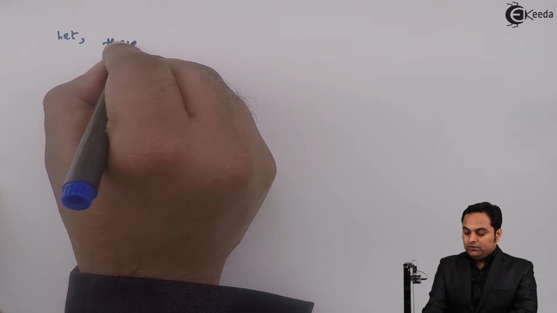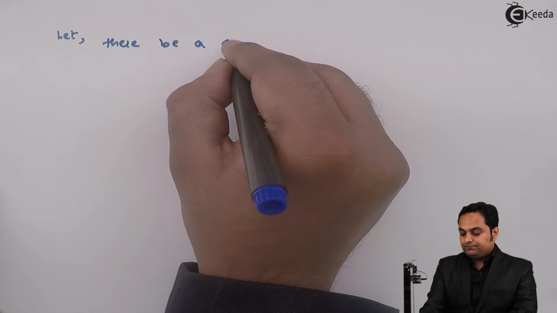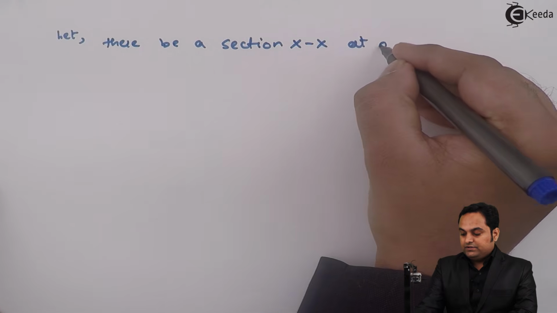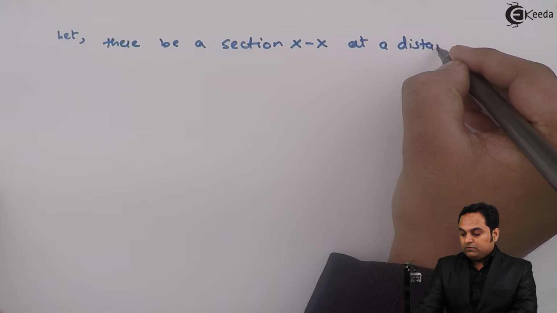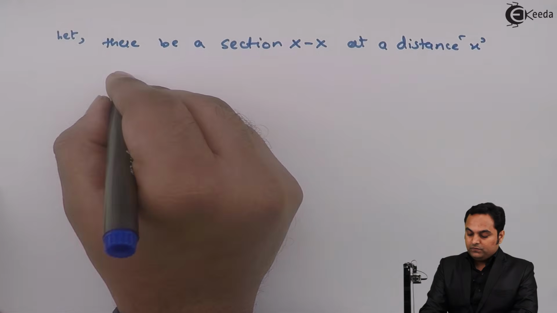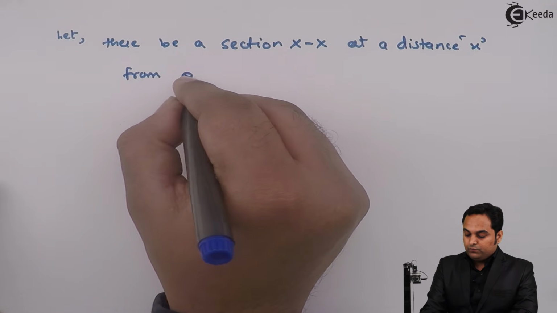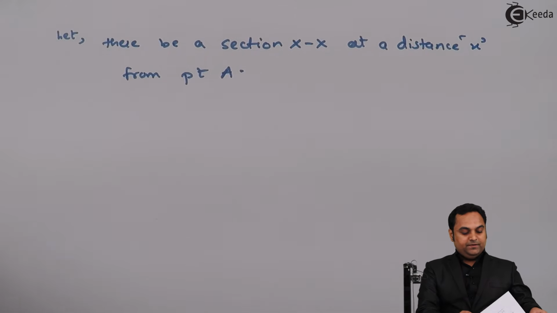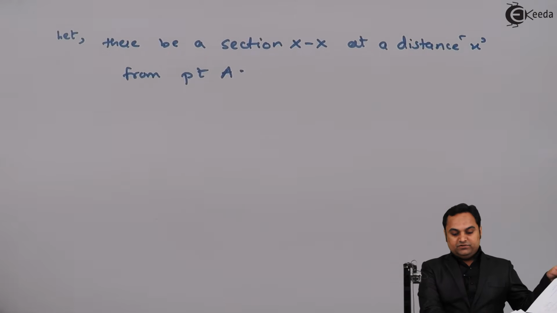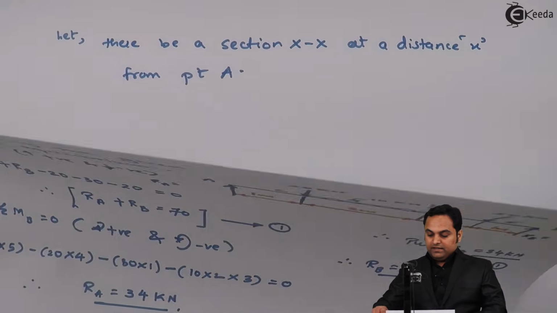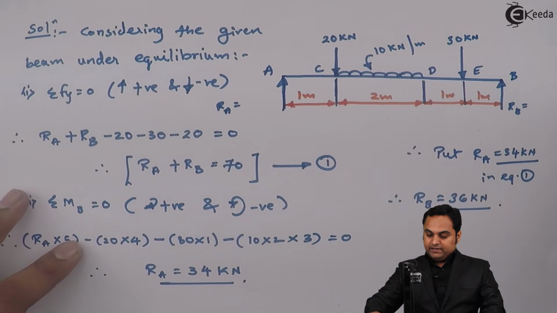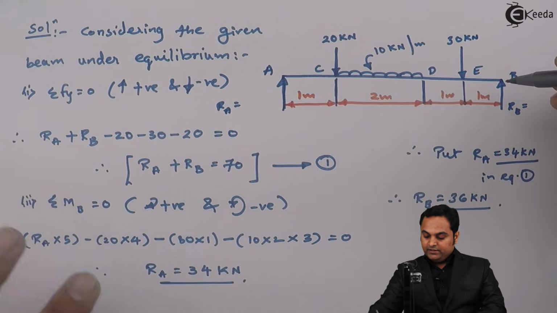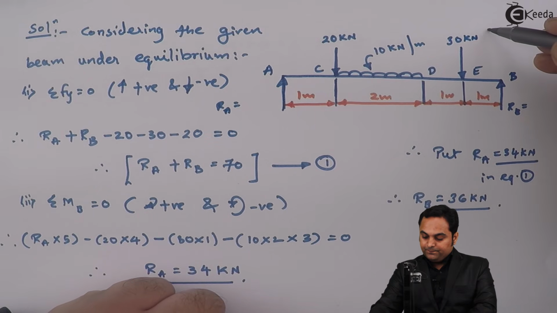there be a section XX at a distance small x from point A, that is the left hand support. So here in the diagram of the beam which is given to us, I am going to assume a section XX which is from point A and it should be far away from point A and very close to point B.